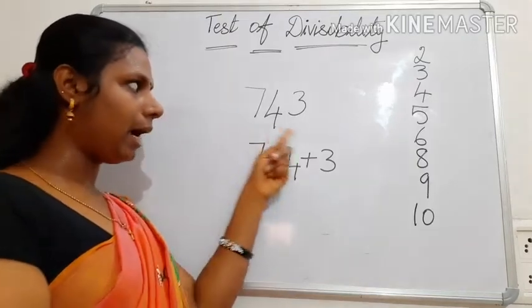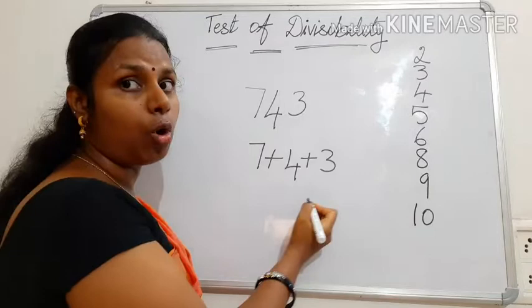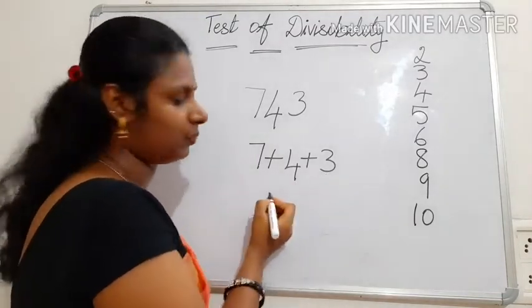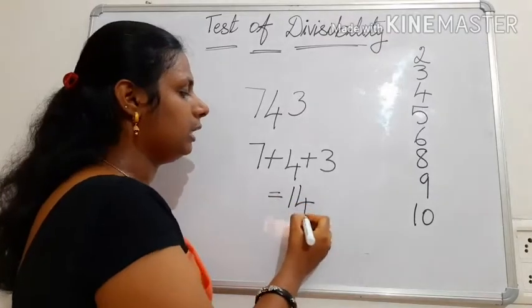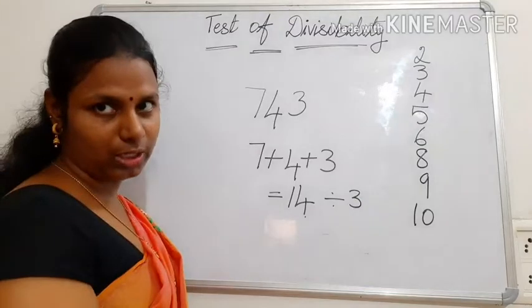I am adding, and I am getting the sum of all the digits. 7 plus 4 is 11, 11 plus 3 is 14. This is the sum. We have to check whether this sum is divisible by 3 or not.